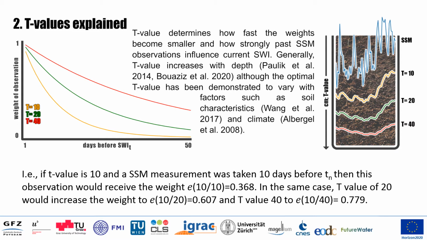So, for example, for a surface soil moisture observation taken 10 days ago, if the t-value is 10, it would receive a weight of 0.368. In the same scenario, if the t-value is 20, the same observation would receive a weight of 0.607. And if the t-value was 40, then the same observation would be assigned an even higher weight of 0.779.